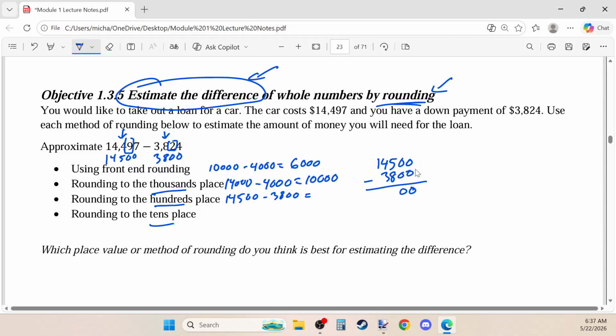Zeros subtract to give me 0. Can't take 8 from 5, so I have to borrow. 15 minus 8 is 7. 3 minus 3 is 0. 1 minus nothing is 1. So this gives me 10,700.